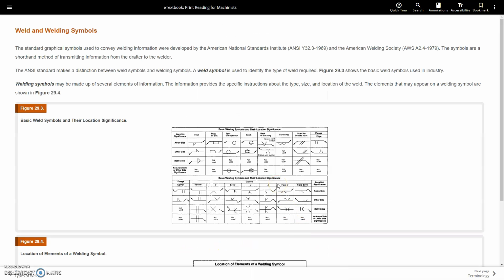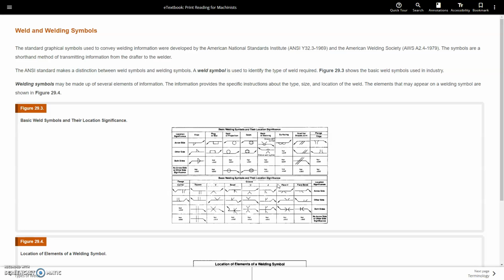So, weld and welding symbols. The standard graphical symbols used to convey welding information were developed by the American National Standards Institute and the American Welding Society. The symbols are a shorthand method for transmitting information from a drafter or welder to a welder. The ANSI standard makes a distinction between weld symbols and welding symbols. A weld symbol is used to identify the type of weld required. Figure 29.3 shows the basic weld symbols used in industry.